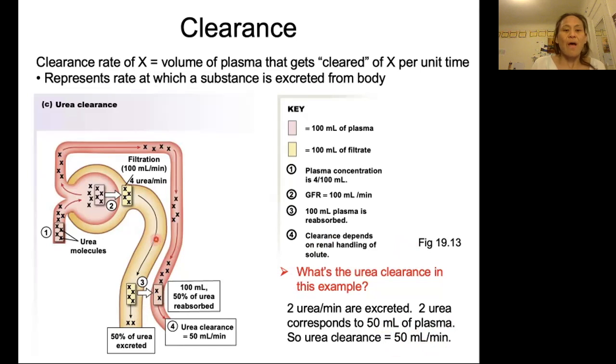Okay, so just thinking through this, basically we are excreting 2 urea per minute that was given. That 2 urea is going to correspond to 50 milliliters of plasma. So it's as though you took 50 milliliters of plasma and you cleared it completely of urea. So that's why we say that the urea clearance is 50 milliliters per minute.